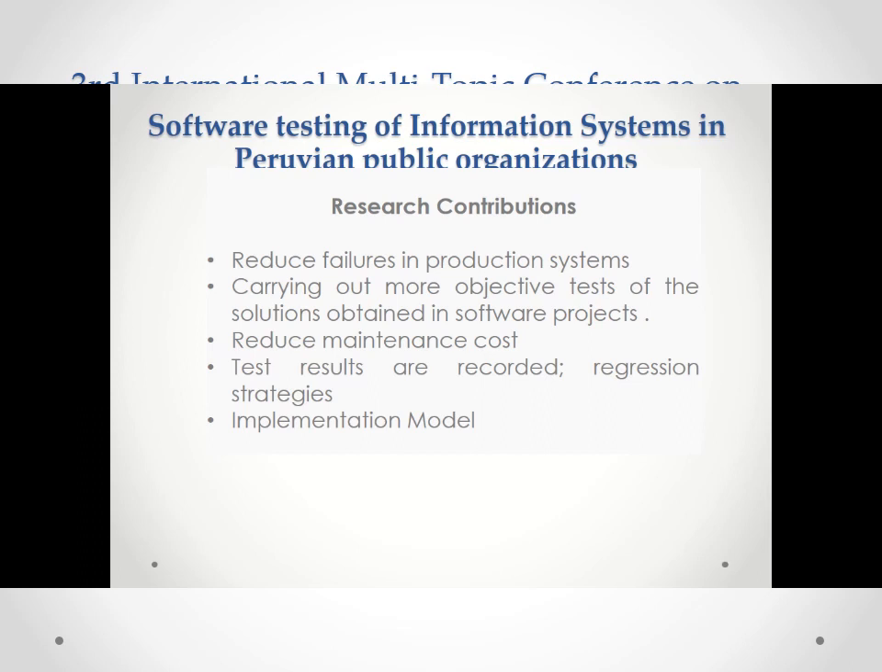Which one is the research contribution? So, with the software testing process of the information systems, it was able to reduce failures in the systems put into production. It is essential in the quality of the products and services provided by the state companies that develop software. They also reduce the cost of maintenance.